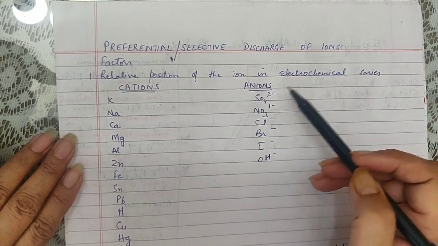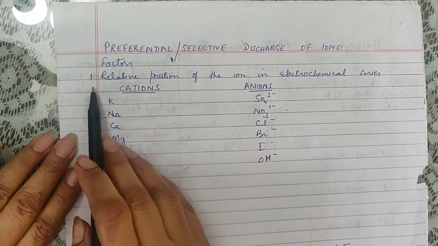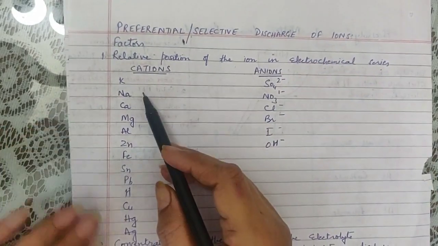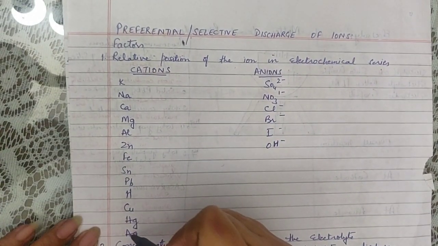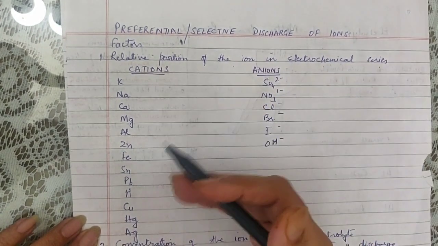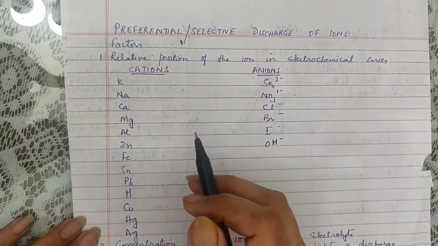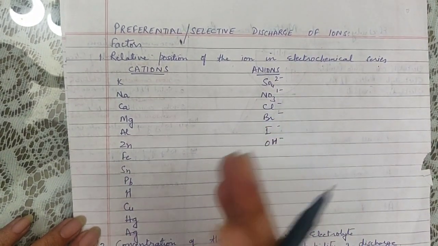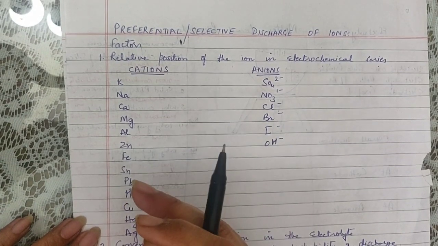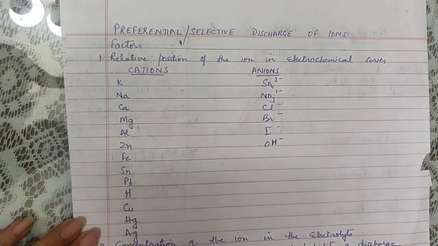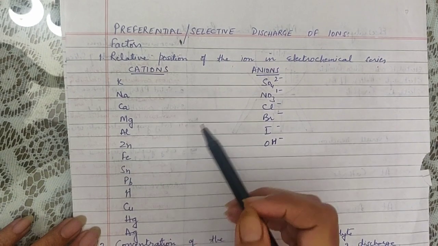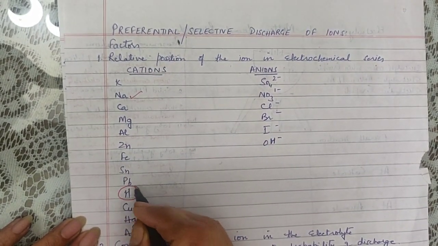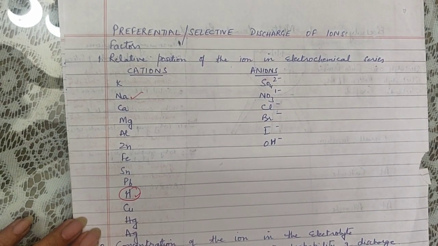Now, if there is more than one cation or more than one anion, the first criterion is the relative position of the ion in the electrochemical series. That means, the lower the position of the ion in the electrochemical series, the better the chances of its discharge on the electrode. By the way, children, the process of depositing on either the cathode or anode is known as discharge of ions. Deposition is known as discharge. Now, if we have a choice between, say, sodium and hydrogen, hydrogen will be preferred because it happens to be lower in the electrochemical series.